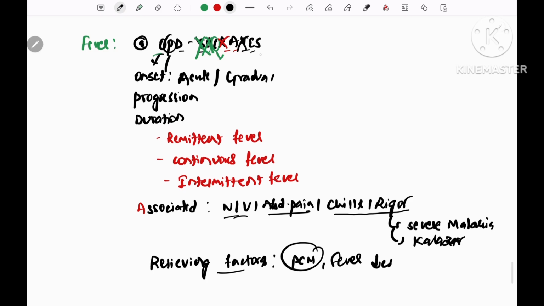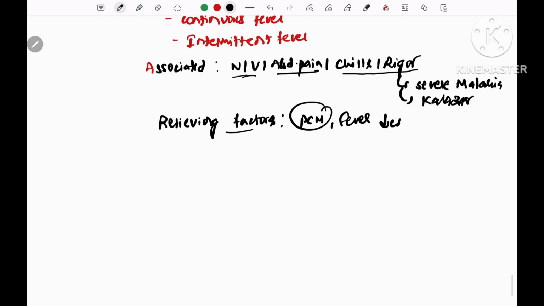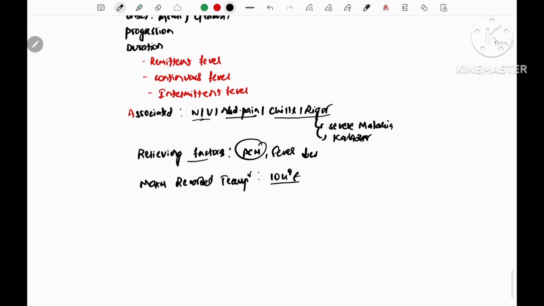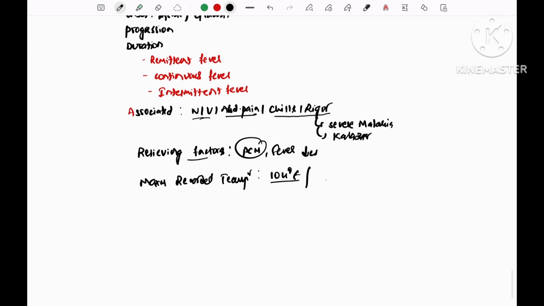And the next one is severity. So how do we ask? What is the maximum recorded temperature? The patient says 104 degree Fahrenheit. So we mention that the patient's maximum recorded temperature is 104 degree Fahrenheit. But if the patient says we did not record the temperature, then we just mention that the temperature is not recorded. So in this way, we write about the fever.